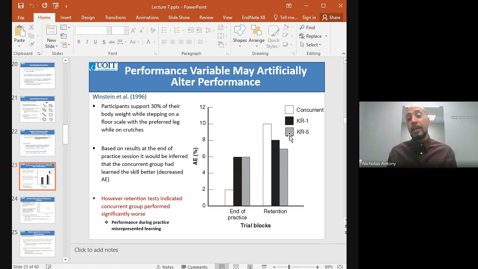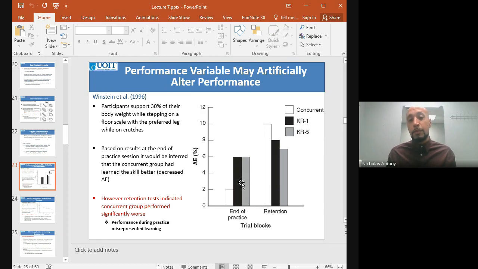Strange, right? Because you would have thought based on performance that this group would have done the best. But because in the testing situation they weren't given any feedback, KR5, meaning that they were only given feedback every 5 trials, they were forced to help and learn themselves better. So it led to more learning.